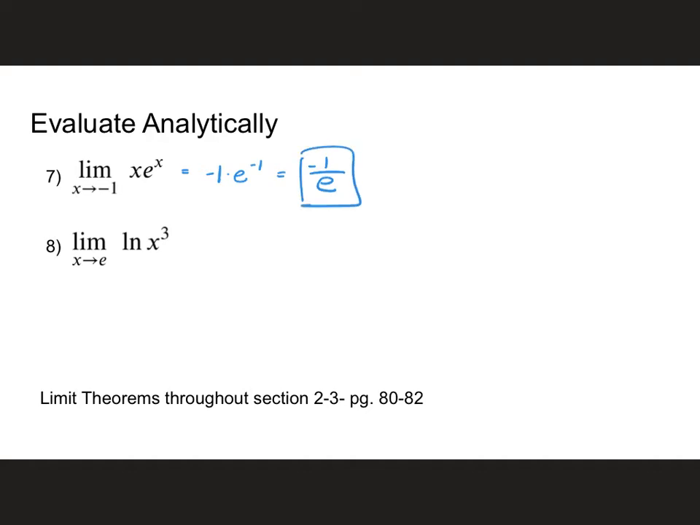The limit as x approaches e of the natural log of x to the third. Just plug it in. We can rewrite this as 3 times the natural log of e and come up with just 3 as my final answer. So there are some more limit theorems, if you really want to read them, that are in section 2.3 again, somewhere around pages 80 and 82. You can look at the theorems, but I've illustrated these already with the examples we've gone through.